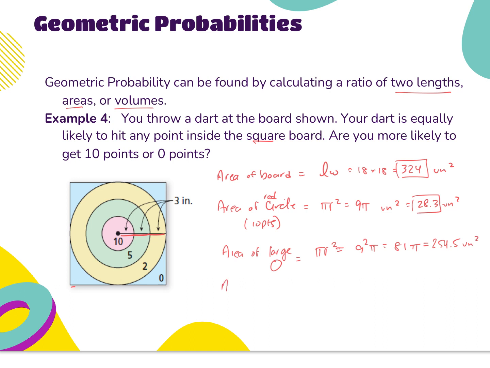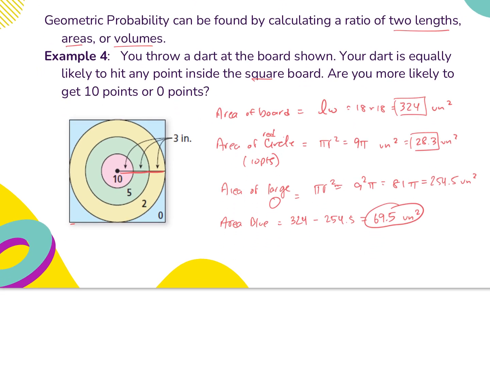So the area of the blue, the little blue thing, is going to be the entire 324 minus the area of the yellow, 254.5, which is going to be 69.5 units squared. Okay, so now I've got everything I need for my probability.